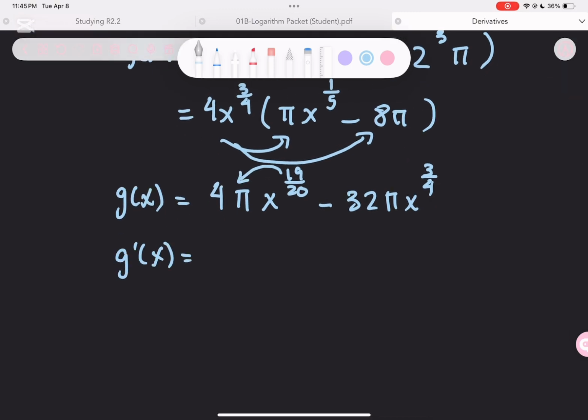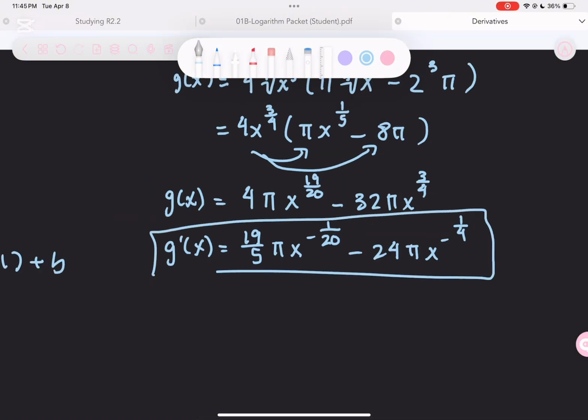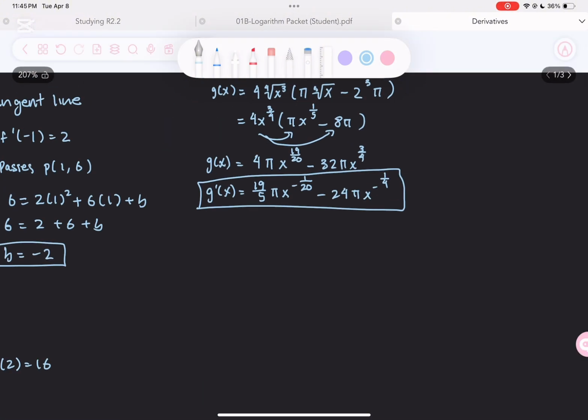So 19 over 20 times 4 pi will give you 19 over 5 pi x, and then 19 over 20 minus 1 is negative 1 over 20. And then multiply this with that, you get 24 pi x to the negative 1 over 4. And then this is your final derivative. That's a really bad square. But that's essentially what you have here. We don't have to do this.